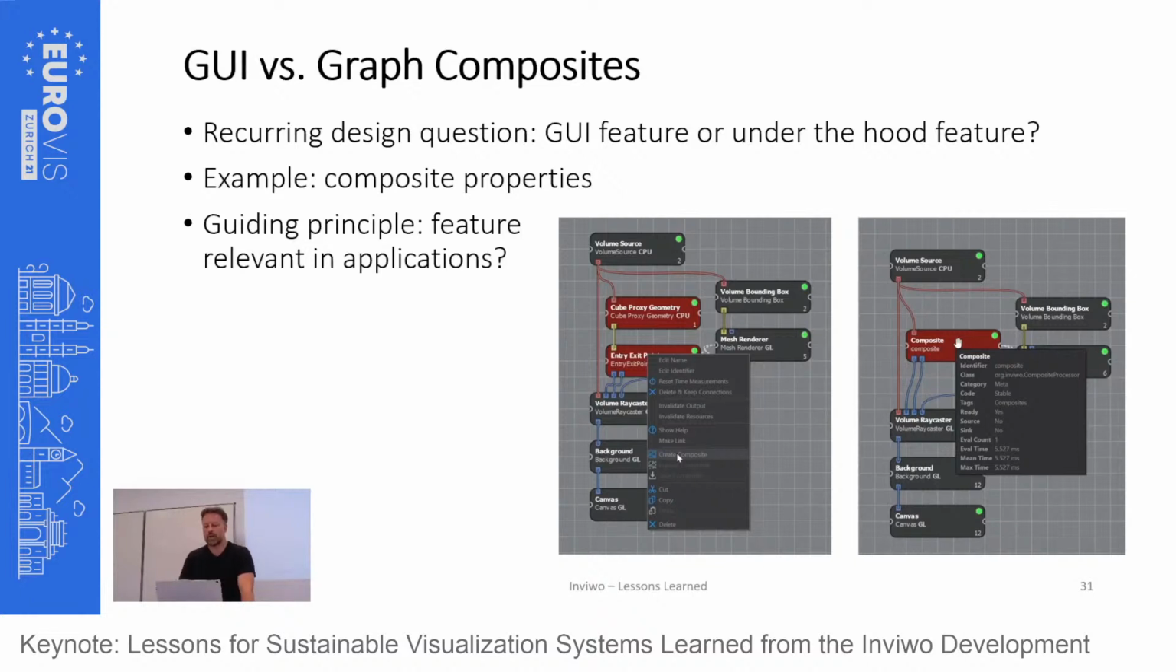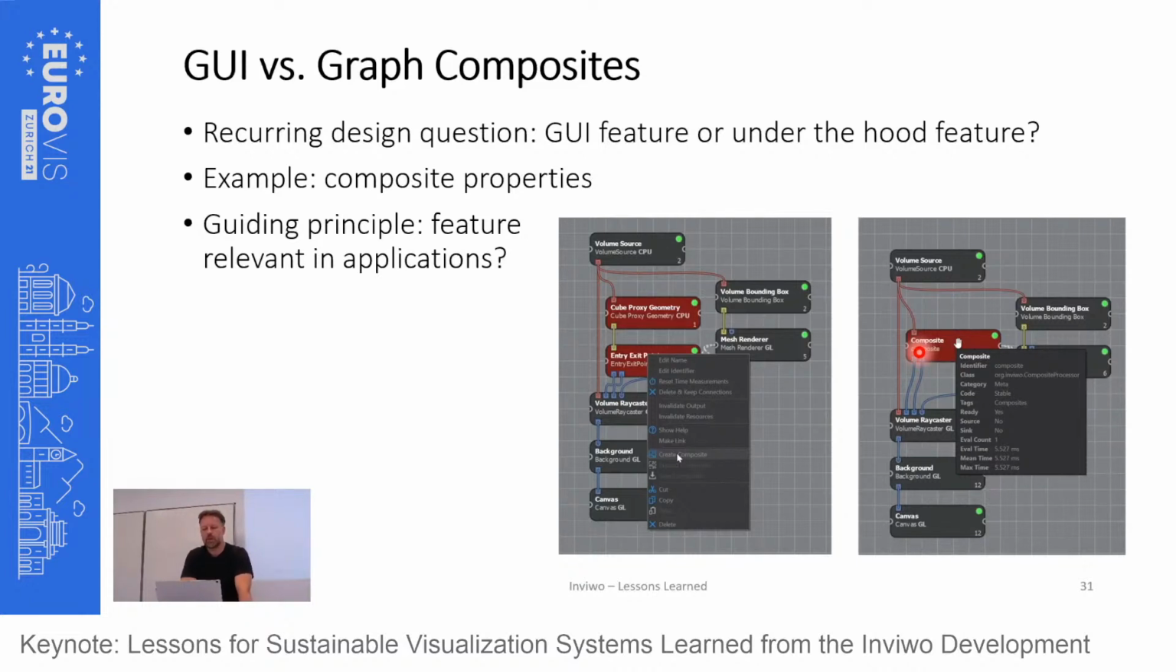Then, when it comes to certain functionalities, the recurring question is: is this a GUI feature or is it a feature under the hood? So an example I want to talk about here is composite processors. Sorry, there's a mistake in my slide. It says properties, but I'm talking about processors. So what we can do is we can have two processors or more, a set of processors. We can select them, and then we can create a composite out of it to get a reusable thing which looks like one processor, and this can even show up in the processor list so others can use it.